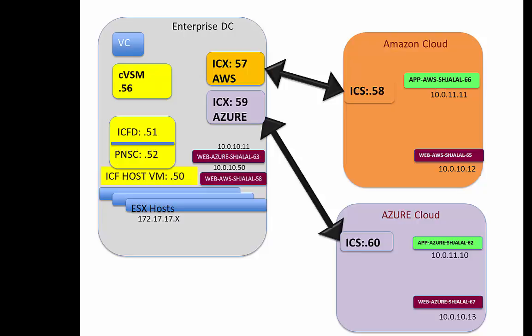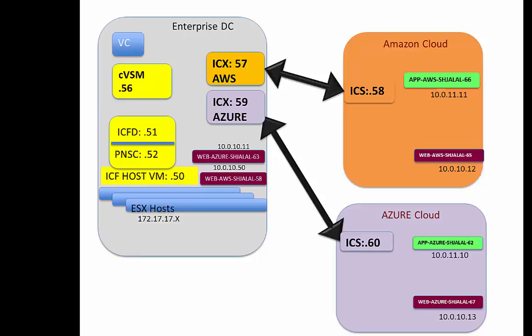Starting from Amazon, you can see that the naming convention we kept is app-aws-shjalal, and for the Azure it is app-azure-shjalal, and those are the IP addresses and the same VLAN. So there are 2 ICX right now. These are the VMs in the data center, and 2 ICS, one in Amazon and one in Azure, and those are the IP addresses. And our management VLAN is 17, that's 172.17.17.x. So this is the current setup.